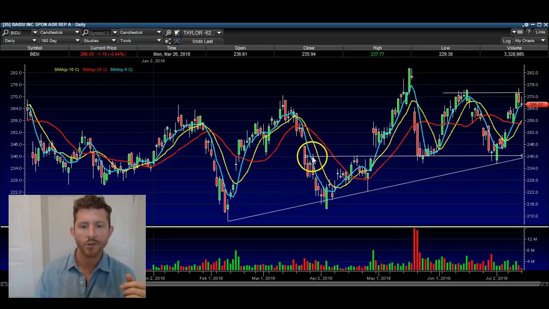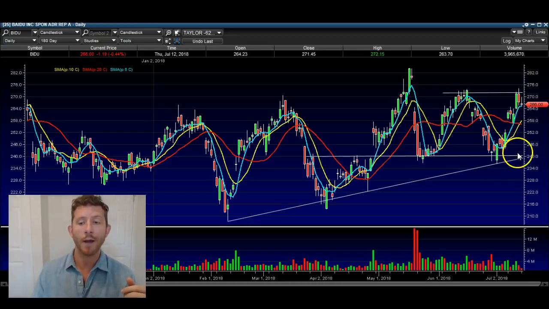There's previous resistance there and here. We gapped over it here, and it turned into support there and right here. So we've got that support level lining up with that trend line. That's a level of support that you want to be looking at for Baidu.